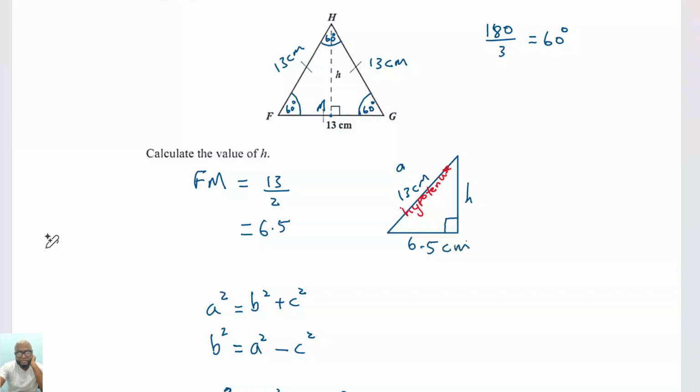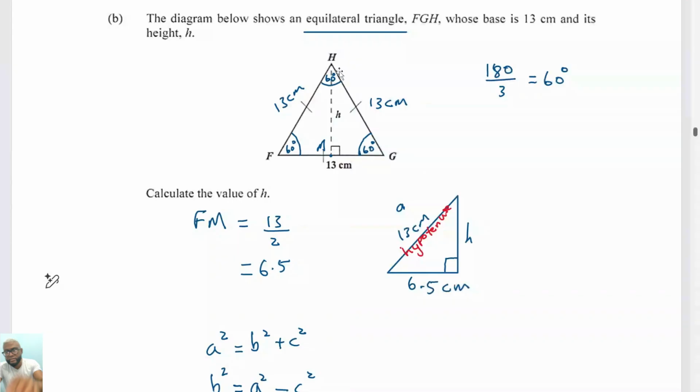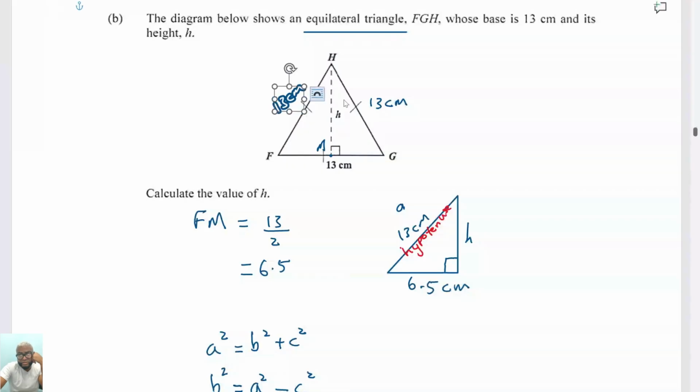Centimeters. Right? So when you have to look at this, it's an equilateral triangle. So all three sides are the same. So if here's 13, here would be 13, here would be 13 also, right?